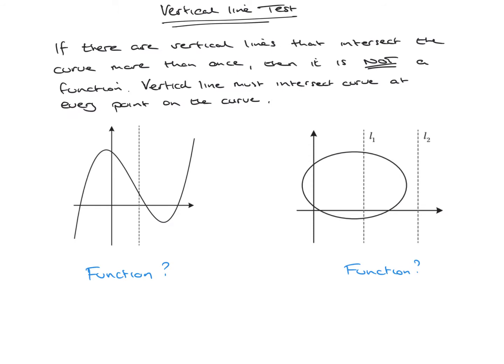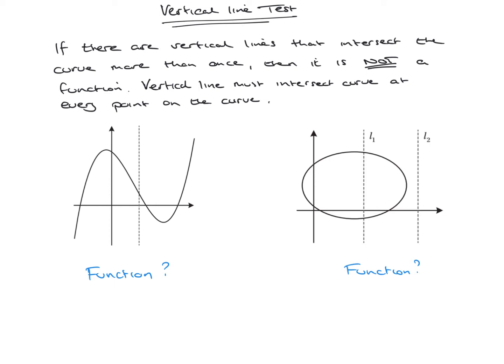So we have a nice little test that if we are given a part of a line here, for example, or a graph, we can check to see if this is a function by using what's called the vertical line test. Now what we do is we just draw a load of vertical lines here, as you can see here, and on the other one here we also have another vertical line.